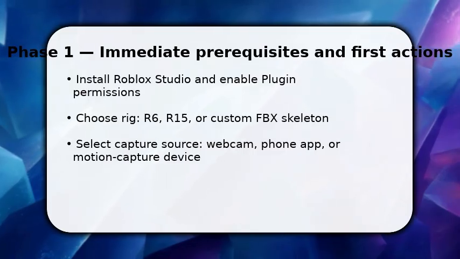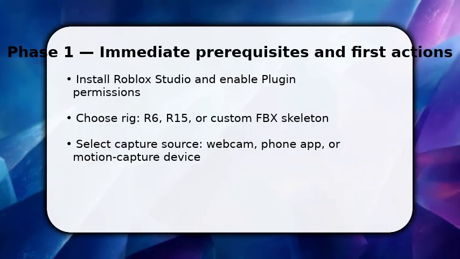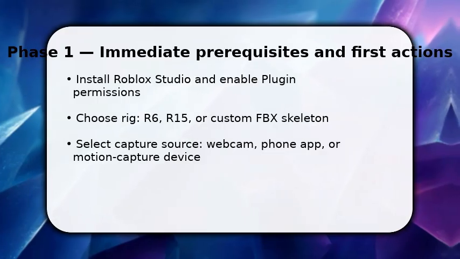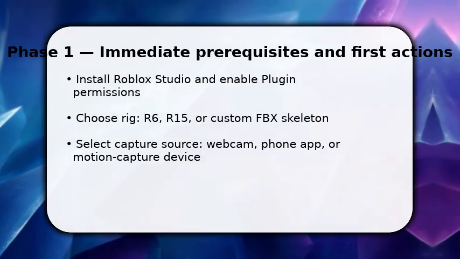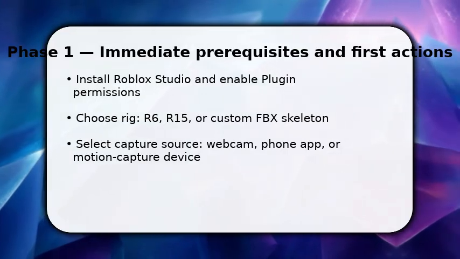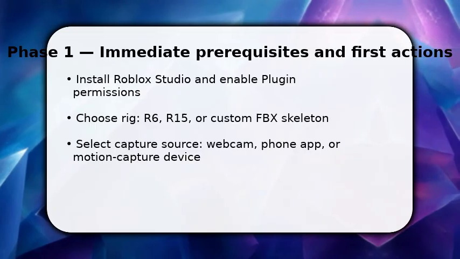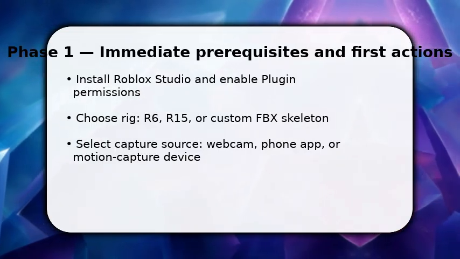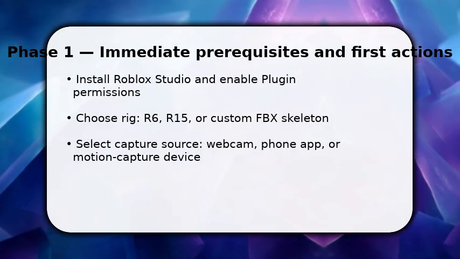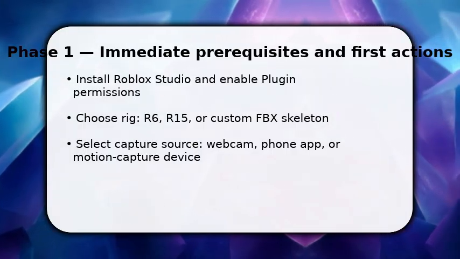You start by getting the right assets and permissions. That speeds everything. Open Roblox Studio, enable plugins, and load the rig you'll animate. R6 or R15 is common. Next, confirm your capture source. Phone apps or a dedicated device give smoother curves. Once done, export or connect the live stream of motion data. Make sure the skeleton mapping matches Roblox joints so you avoid twisted limbs.